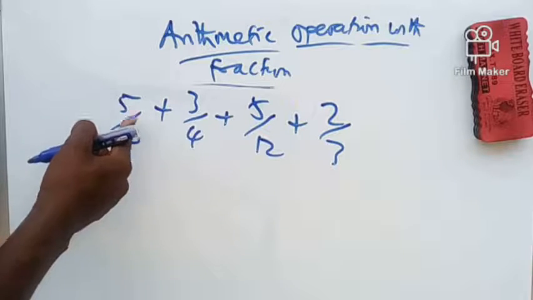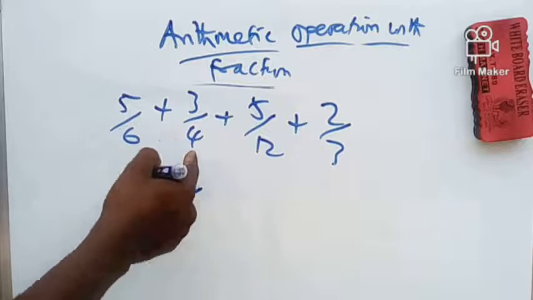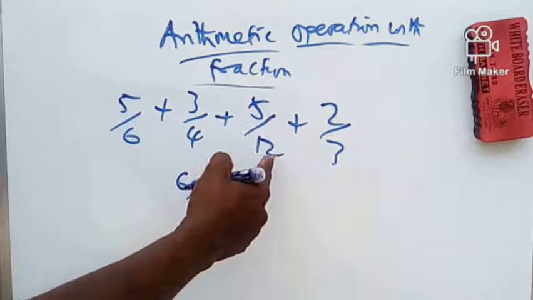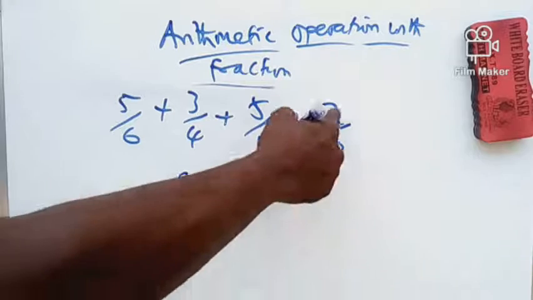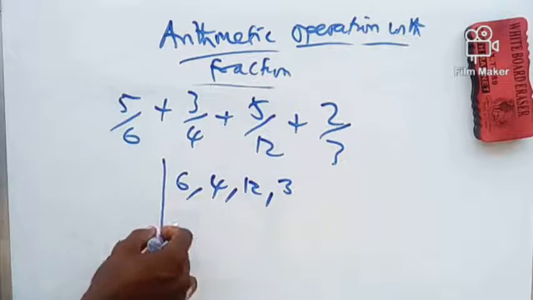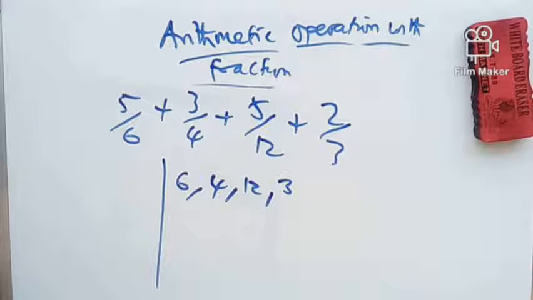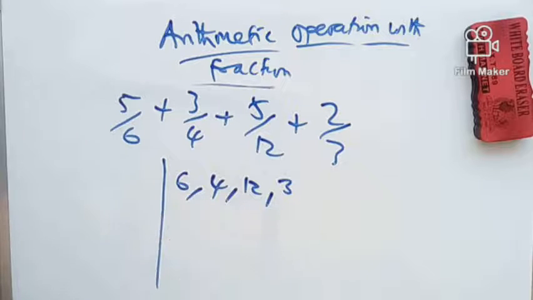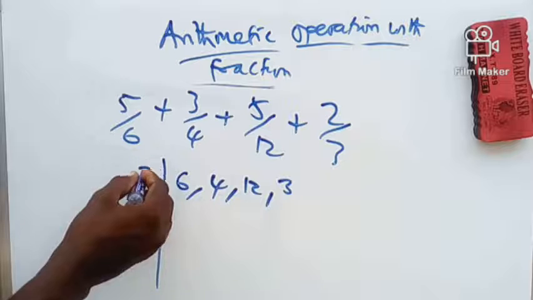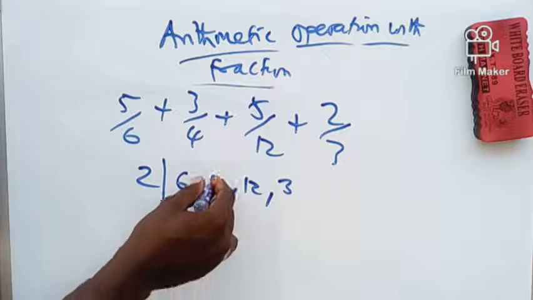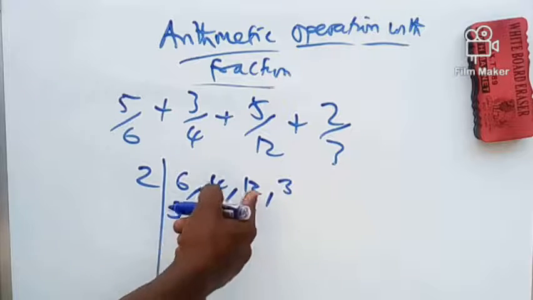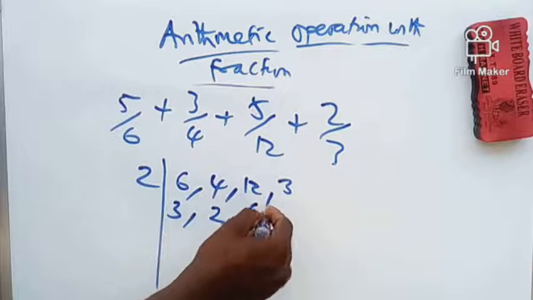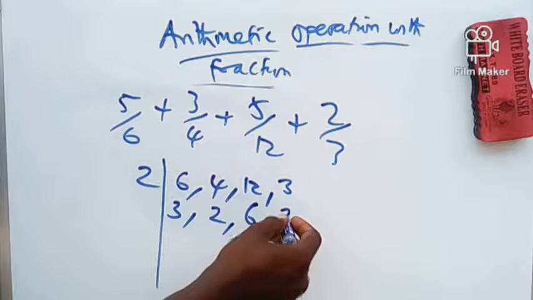So let's take the denominators. What's the denominator of 5 over 6? It is 6. What's the denominator of 3 over 4? It is 4. What's the denominator of 5 over 12? It is what? 12. The denominator here is what? 3. So let's find the LCM. The LCM will be, ask ourselves, the lowest number that can divide any of these numbers without a remainder. I think 2 can go. When 2 divides 6, you have 3. 2 into 4, we have what? 2. 2 into 12, we have 6. 2 cannot go into 3, just bring it down.